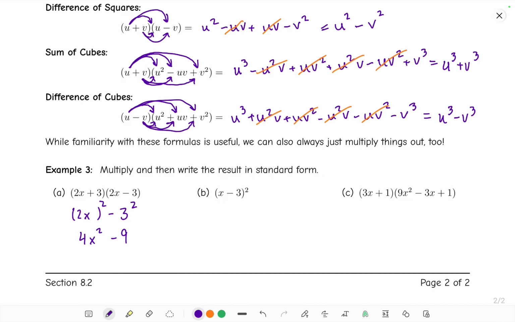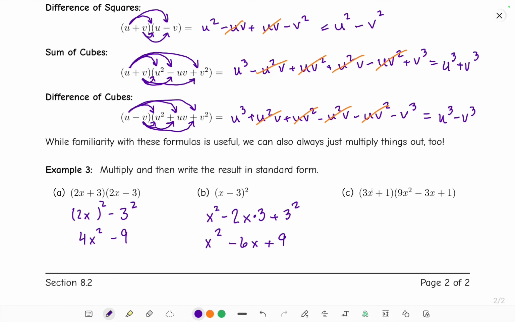X minus 3 squared, well, that's a binomial squared, so it's square the first term minus double the first term times the second term plus the second term squared. And then you get x squared minus 6x plus 9 after you multiply stuff out.